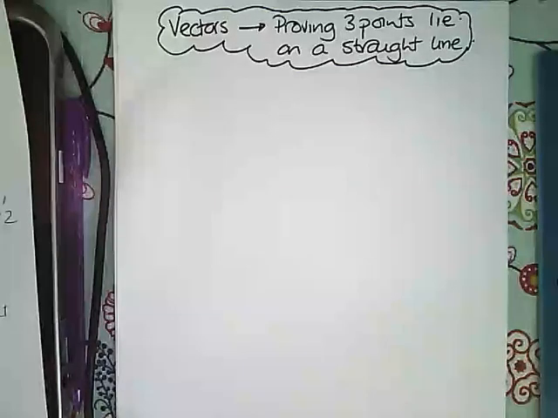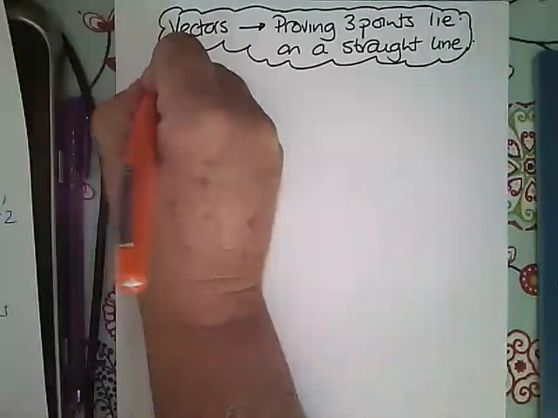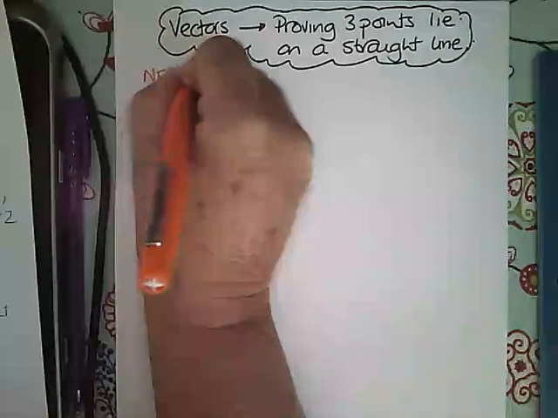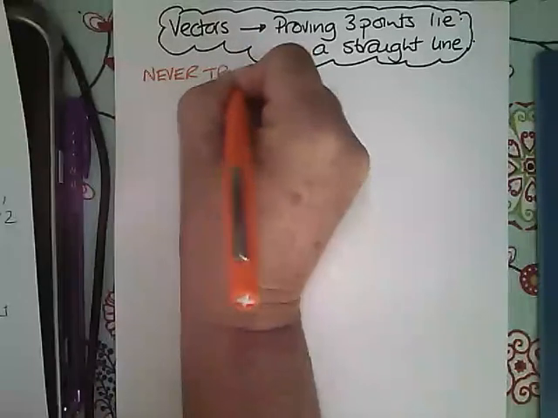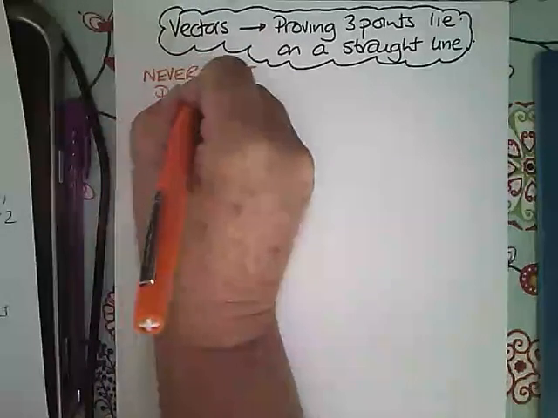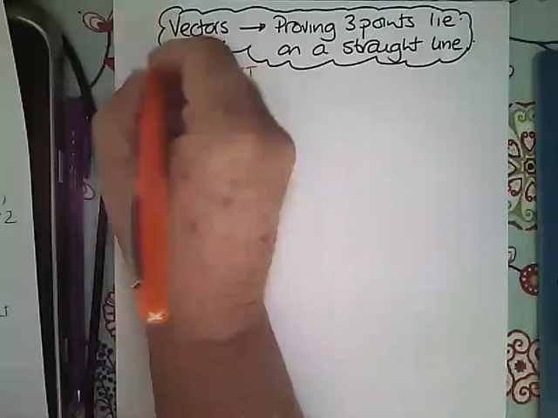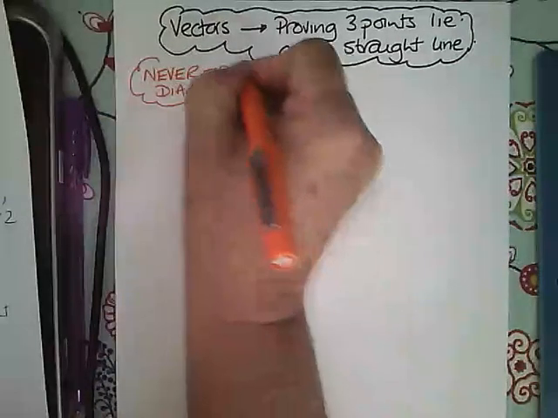This one is all about proving that 3 points lie on a straight line using vectors, and the first thing that you must be aware of if you are asked to do this is you must never ever trust the diagram. The diagram will show that they are on a straight line or might show that they're not on a straight line, but you have to use vectors to prove it. So the first point is never trust the diagram. It will say not to scale or something on the side.